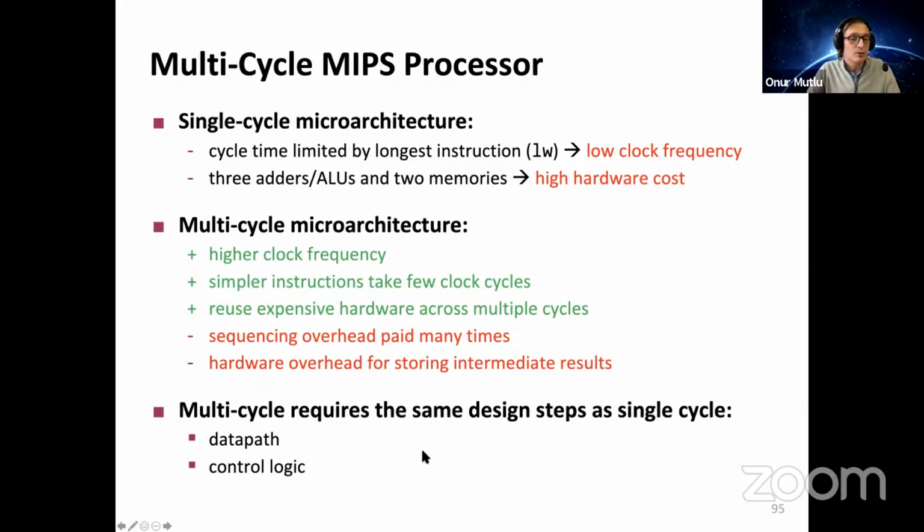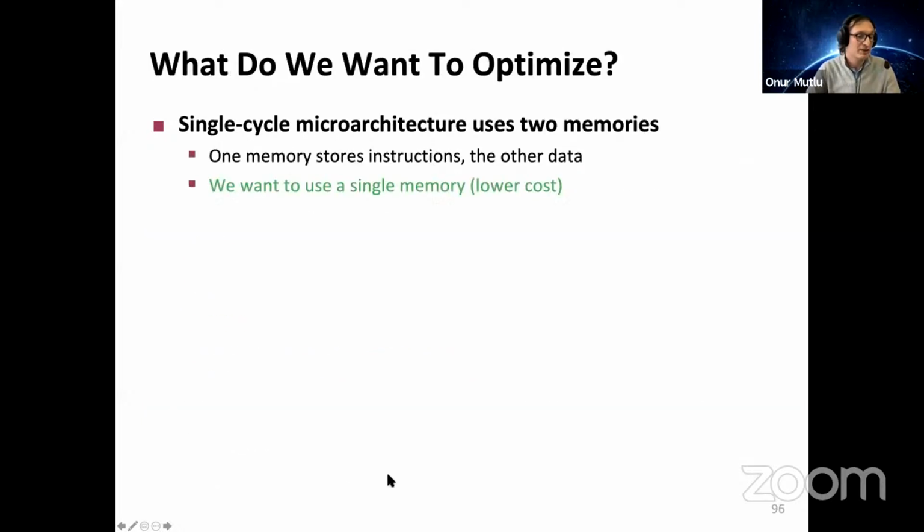So multi-cycle requires the same design steps as single cycle, data path and control logic, essentially. So we're going to do that, basically. So let's take a look at what we want to optimize, and then we're going to design the data path based on that. So single cycle microarchitecture uses 2 memories. 1 memory stores instructions, the other data. We want to use a single memory to get lower cost.